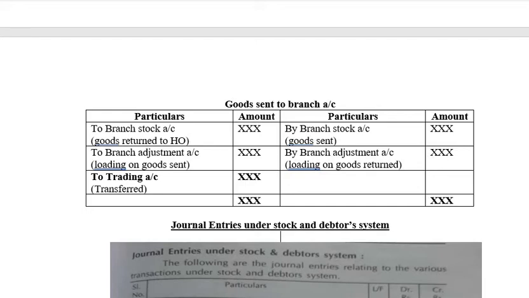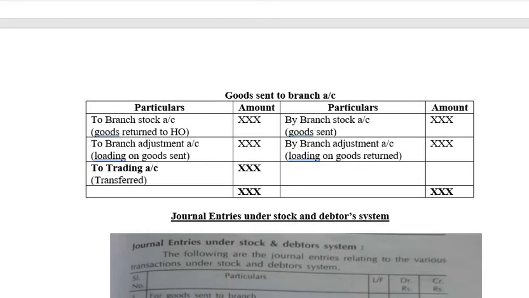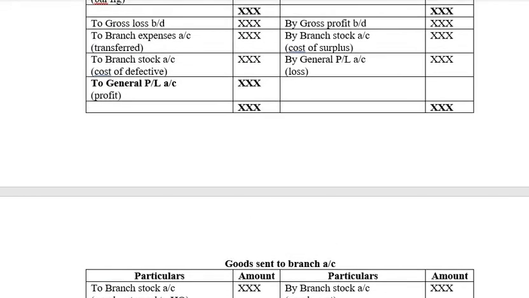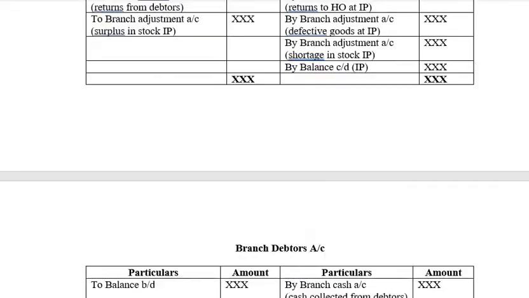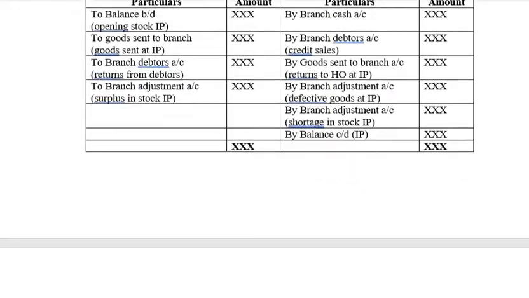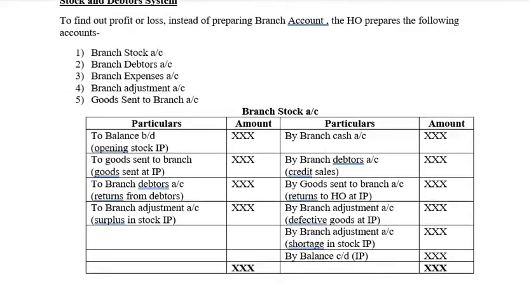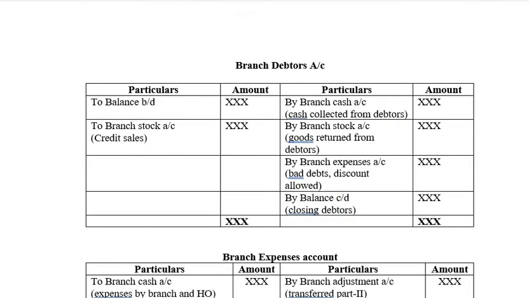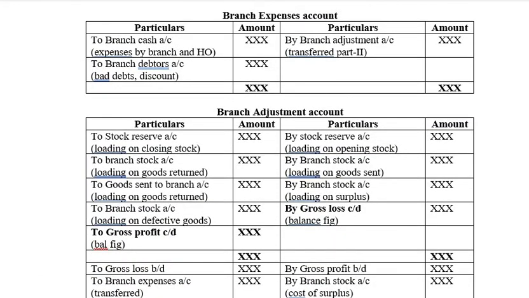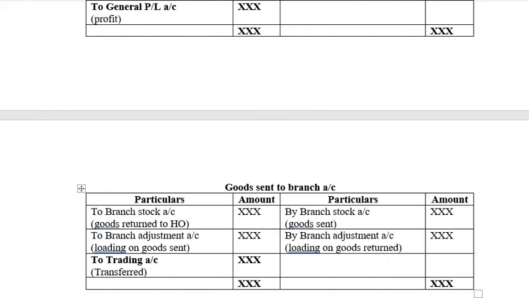The next one is in terms of journal entries. So we are done with all the five accounts. Let me just take you ahead. The first one is the branch stock account, which we have already studied. Branch stock account, branch debtors account, branch expenses account, branch adjustment account, and goods sent to branch account. So I have shown you the pro forma of all five: stock, debtors, expenses, adjustment, and goods sent.